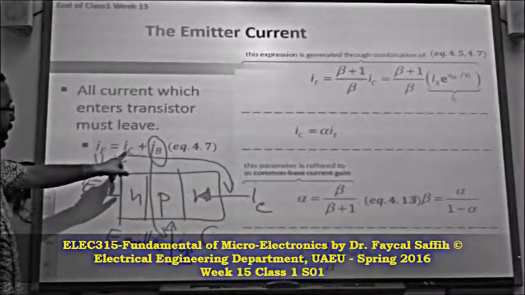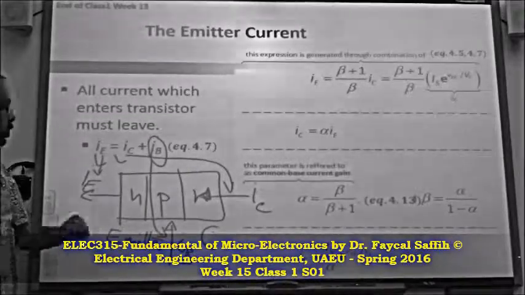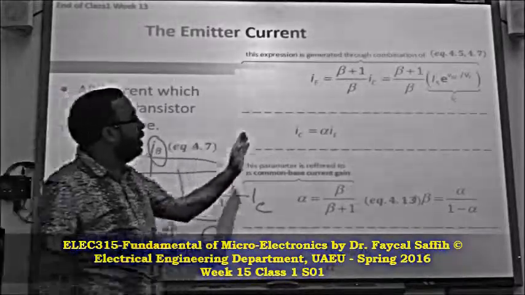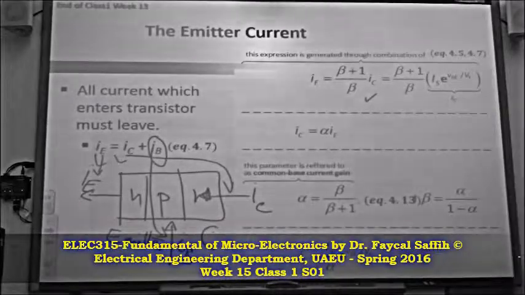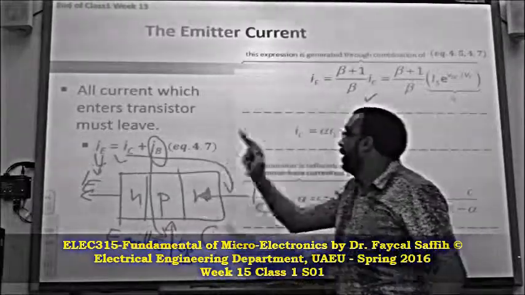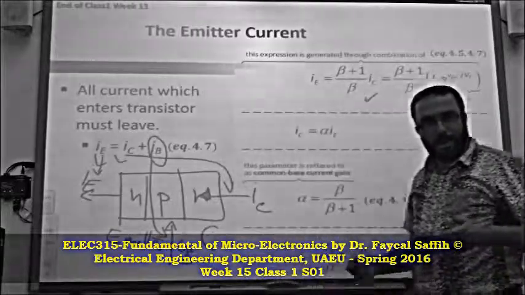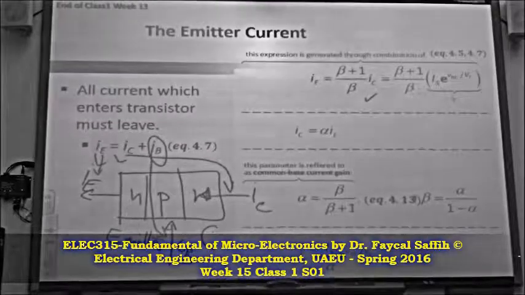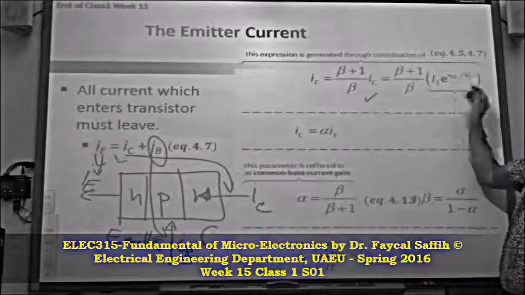Remember, we said that IB is equal to IC over beta. When we replace IB by IC over beta, we get this. Beta over beta is IC, and 1 over beta IC is IB. Okay. Clear? Bilal? You are with us or with them? With us, huh? Good. So we can write this, and that's it.